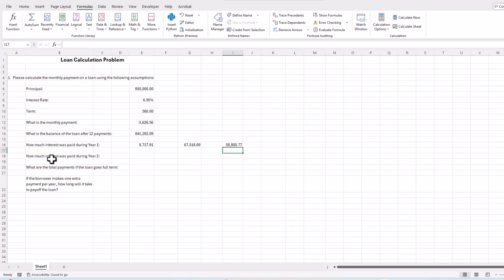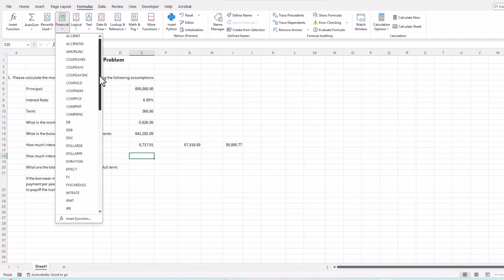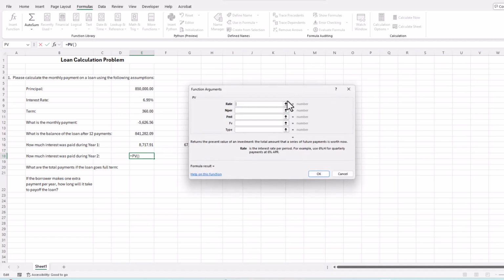Okay, how much interest was paid in year 2? Well, it's the same thing. I have to, first of all, calculate the balance of the loan after 24 payments. Okay, let's do that. Go to present value. The rate.